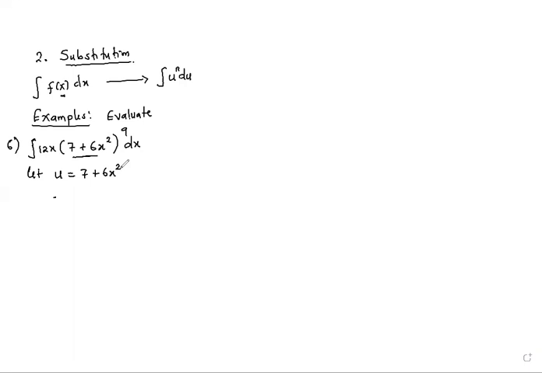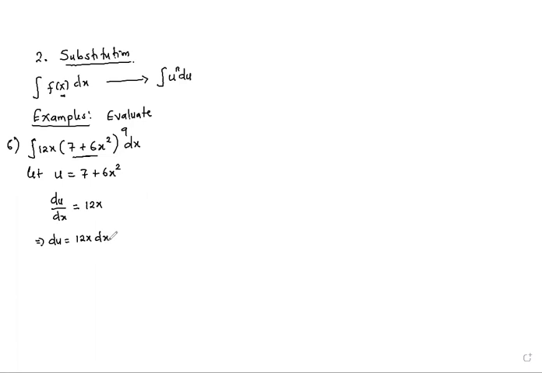And then now we differentiate u with respect to x. What do we get? The derivative of 7 is 0. The derivative of 6x squared is 12x. This means that we are getting du is equal to 12x multiplied by dx if we cross multiply there.